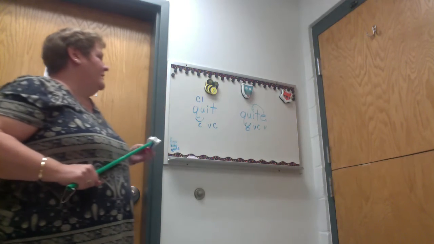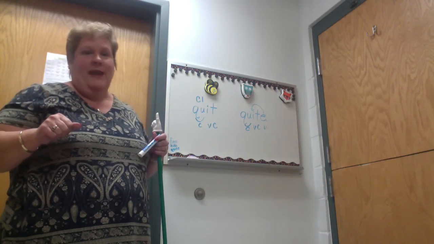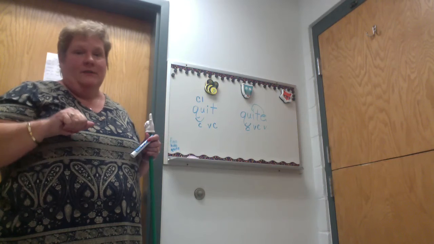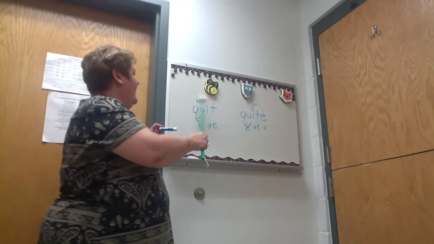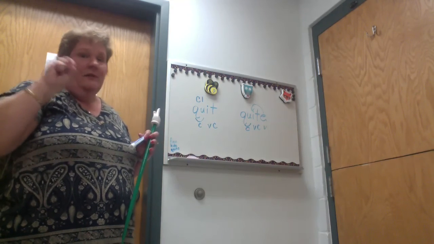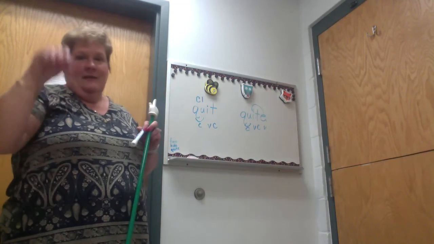Very good, boys and girls. And what syllable type is that word? What syllable type do we have? Magic E is correct. So our first word, quit, is what syllable type? Closed syllable. And our next word, quiet, is what type? Magic E.